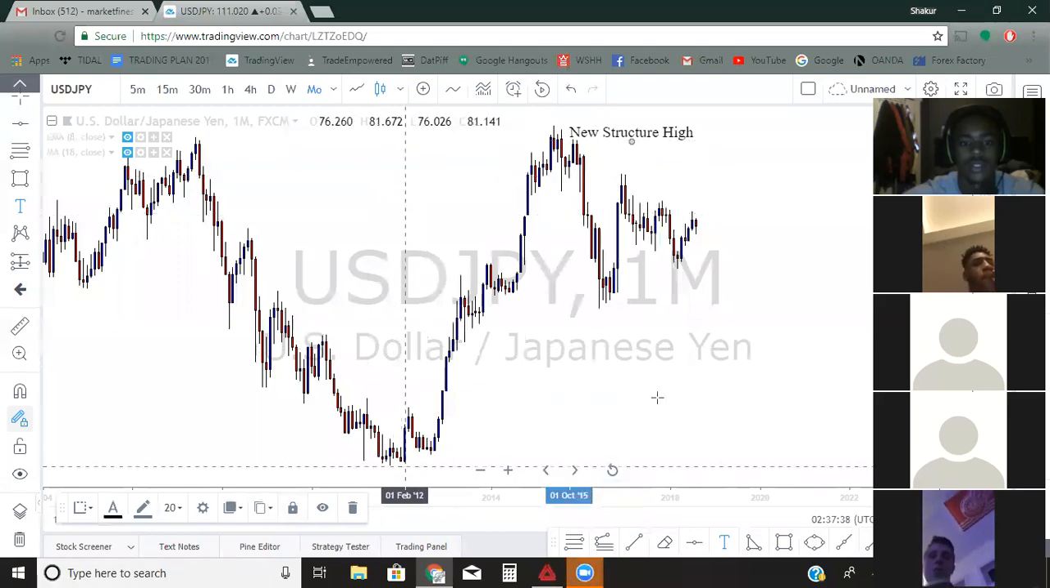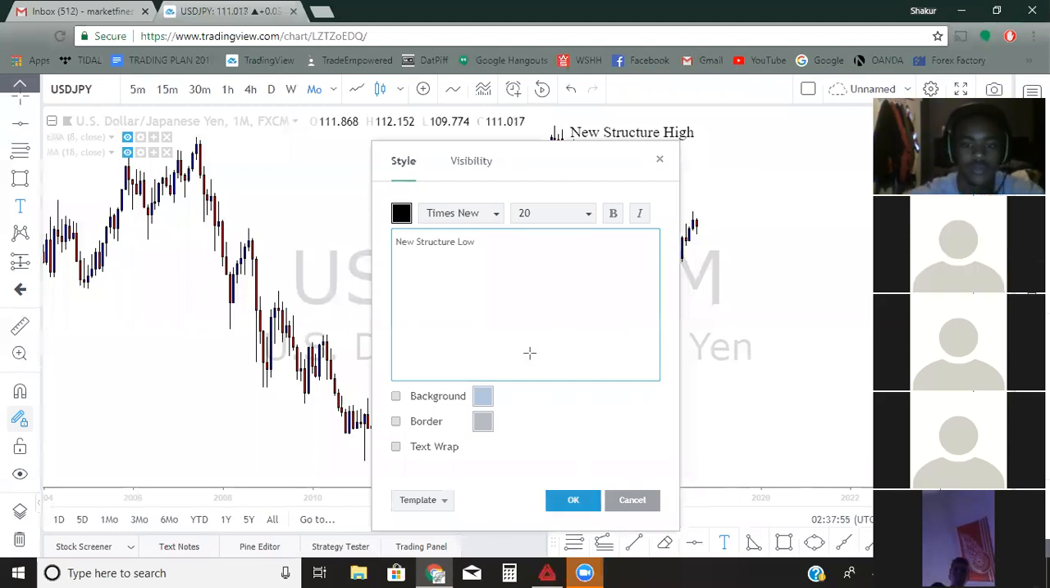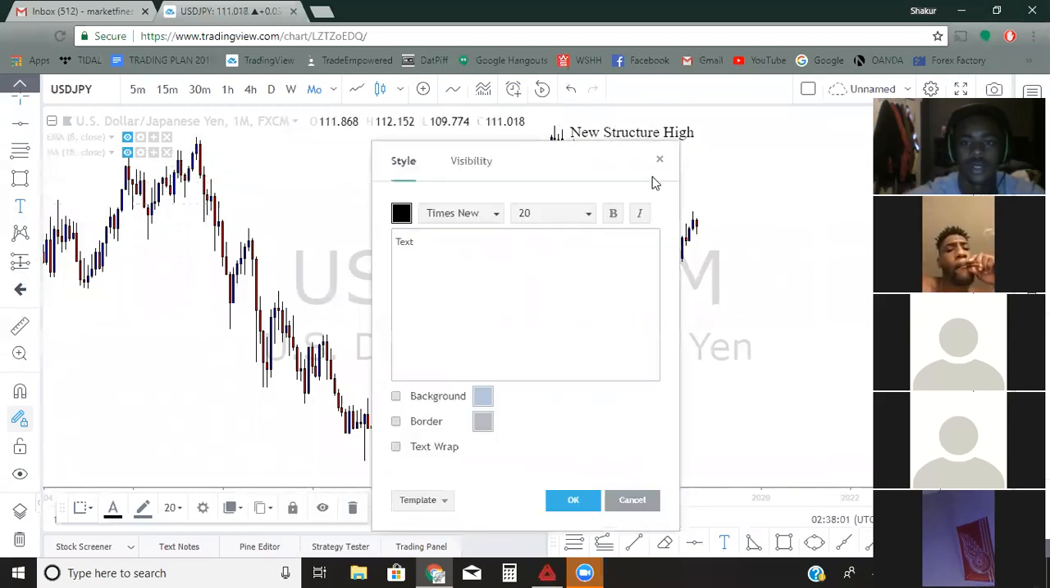And you got down here with your low. So this is what I saw in the monthly time frame on UJ. And then when you come back here, this is basically a lower high that was formed after that new structure high.